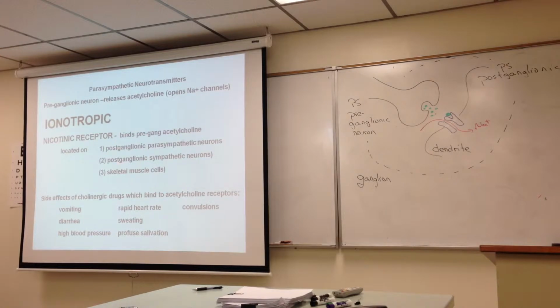All right? Convulsions. That's because the nicotinic receptors are on skeletal muscle cells. And when they bind this extra acetylcholine, they contract. So we have spasms and convulsions because of the skeletal muscle component.